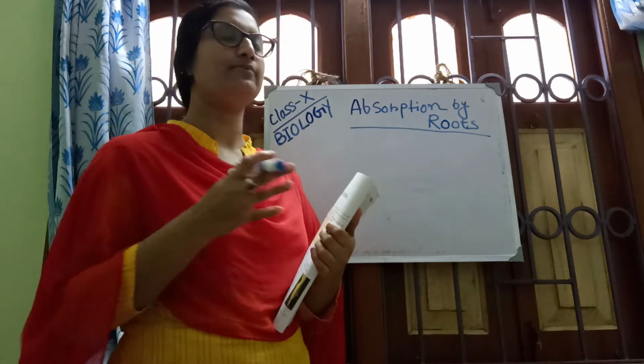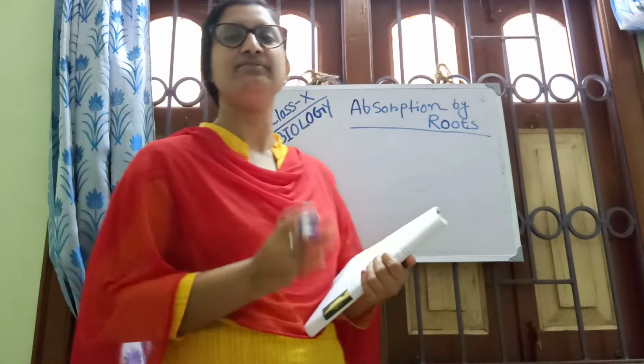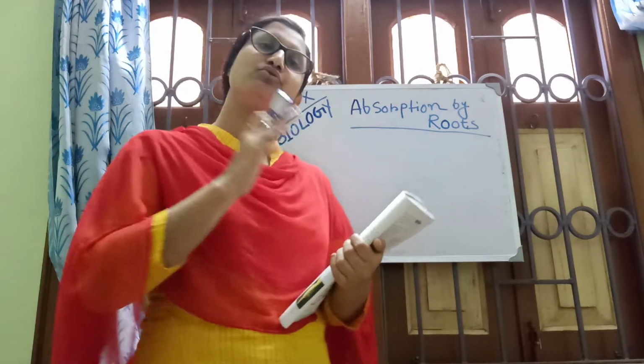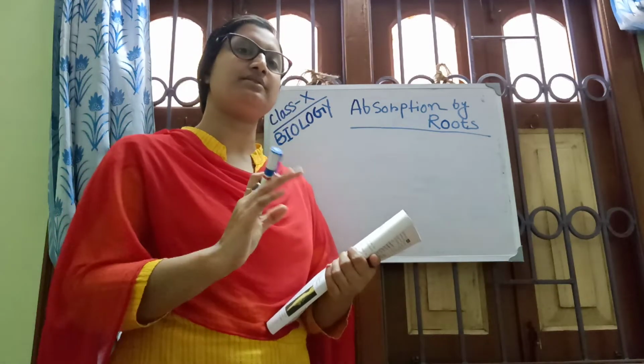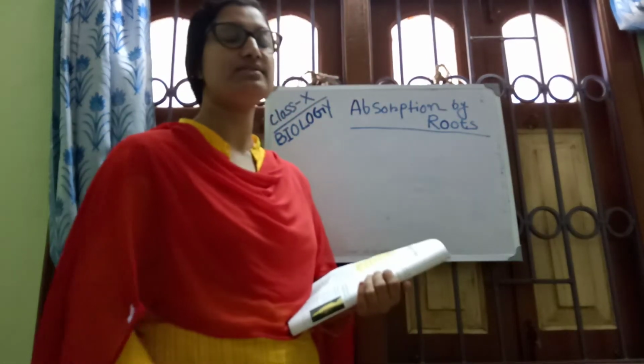A new chapter I am going to start. This is chapter number 4, absorption by roots. These are totally different chapters. Actually, this is included in plant physiology. The earlier three chapters were genetics, cell, and nutrition, but this is a totally different chapter.